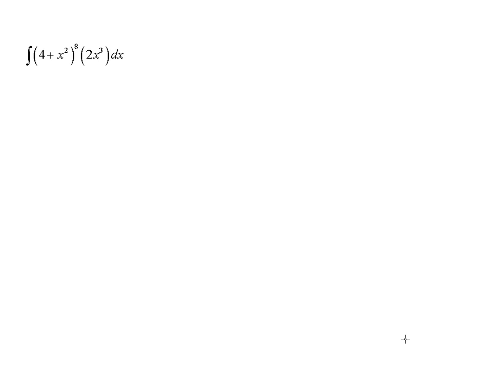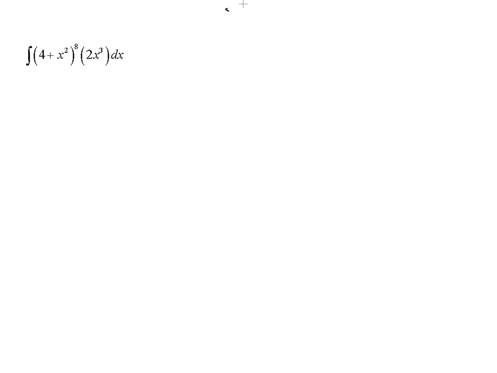Hey, here we have another indefinite integral. We're going to use u-substitution to solve it as soon as I select the crayon. We have the indefinite integral of the quantity 4 plus x squared to the 8th power times 2x cubed. I'm trying to decide whether to factor that 2 out first, and I really don't see any reason to. In fact, I'm not going to. I'm just going to leave it as is.